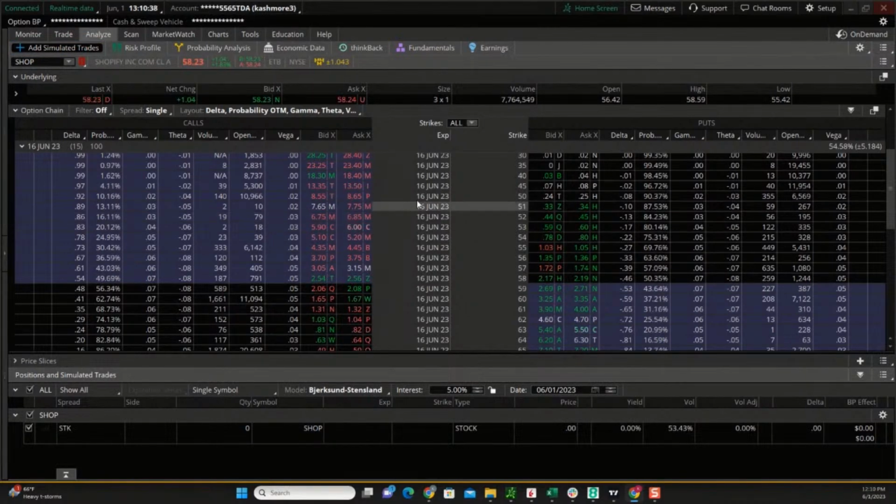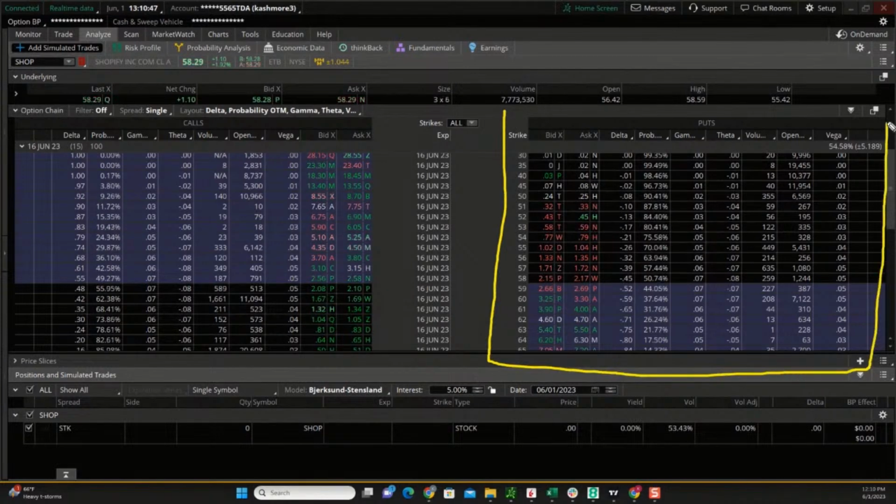So if we believe that, we could really structure it any way we want. Since we believe price is going to go higher, we're going to go over here to the put side, right? So here's the put side, and right here is the delta column. First, we're going to look at this.